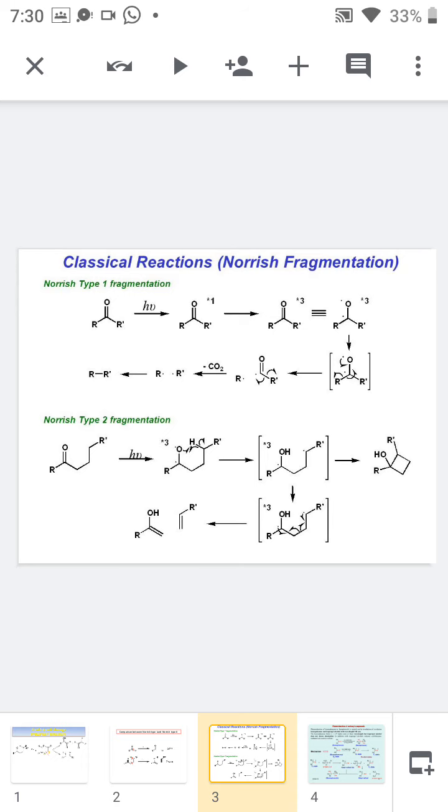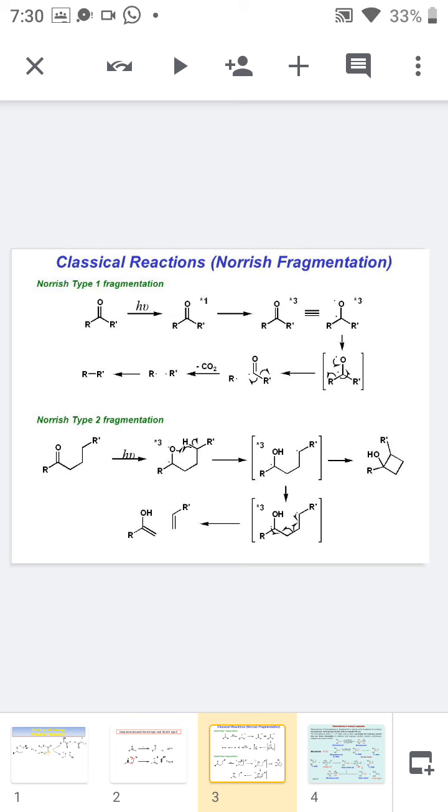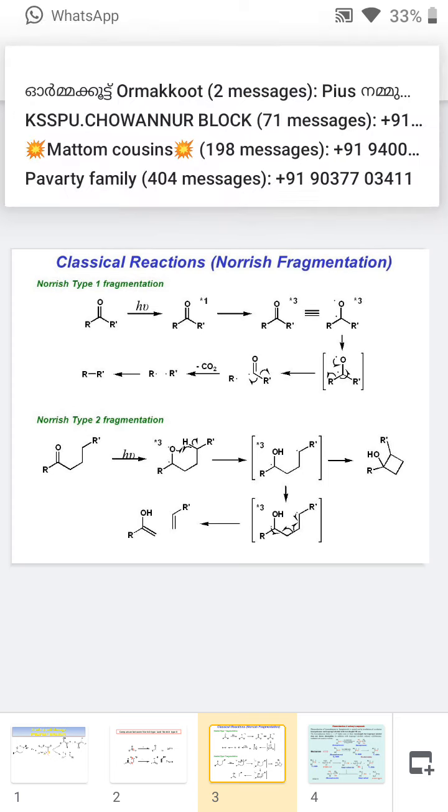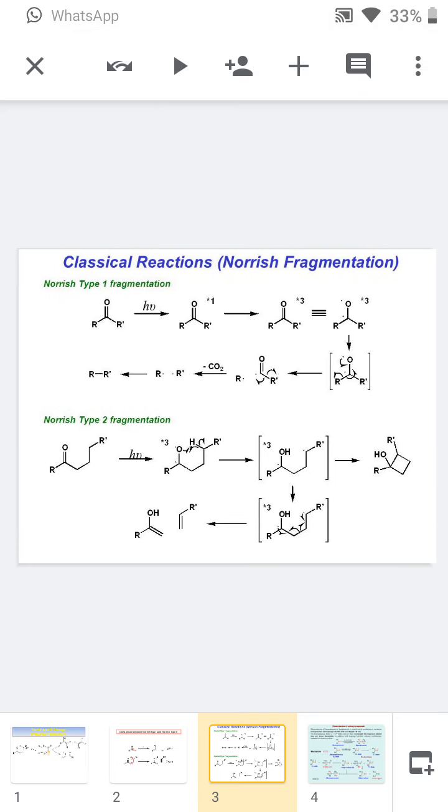After that, either the combination of the two radicals will occur to form a cyclic product, or it may undergo alpha beta cleavage. Usually alpha beta cleavage is the characteristic of the Norrish type 2 reaction. So alpha beta cleavage will occur to form an enol and an alkene. So most of the final products of Norrish type 2 are an enol and an alkene.